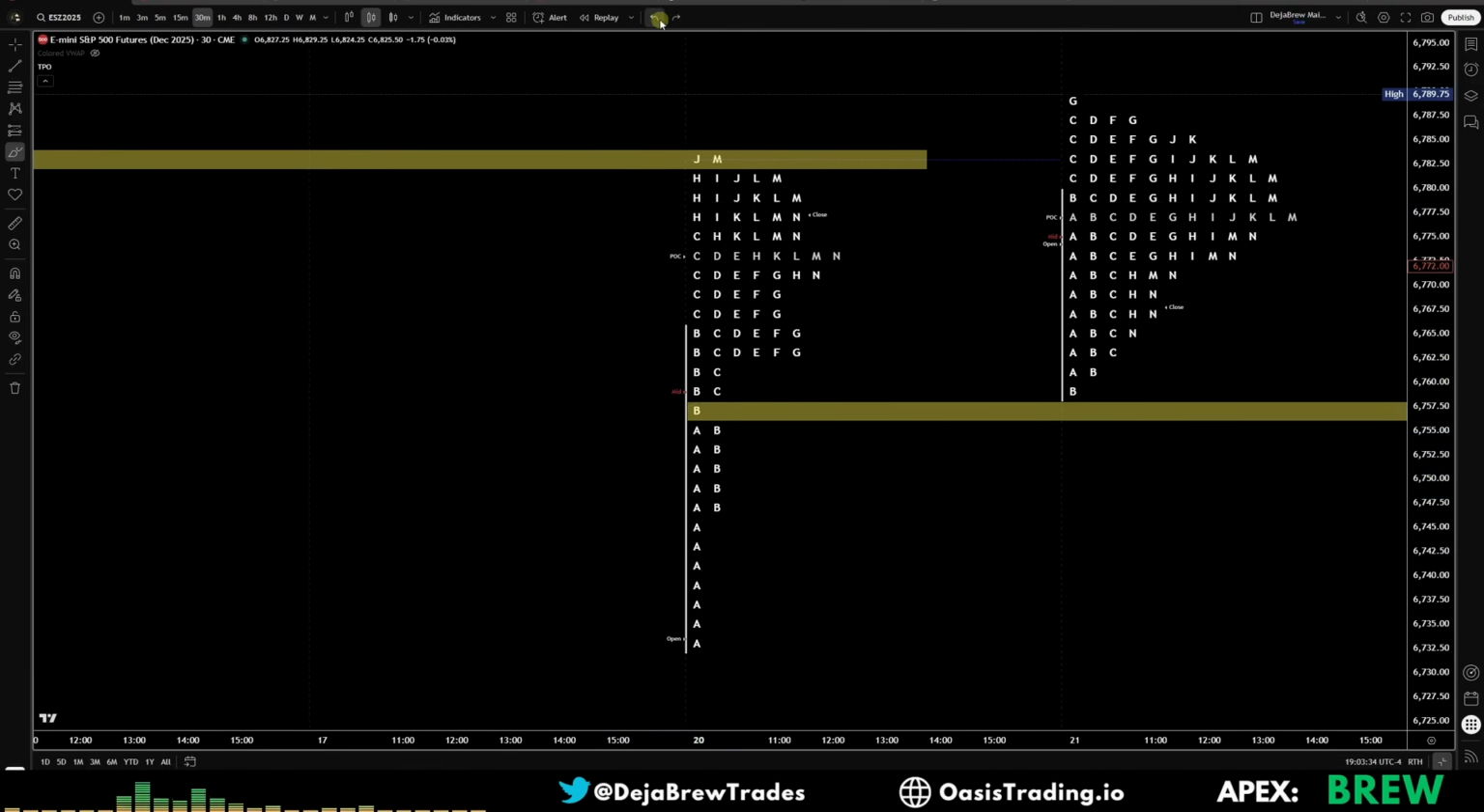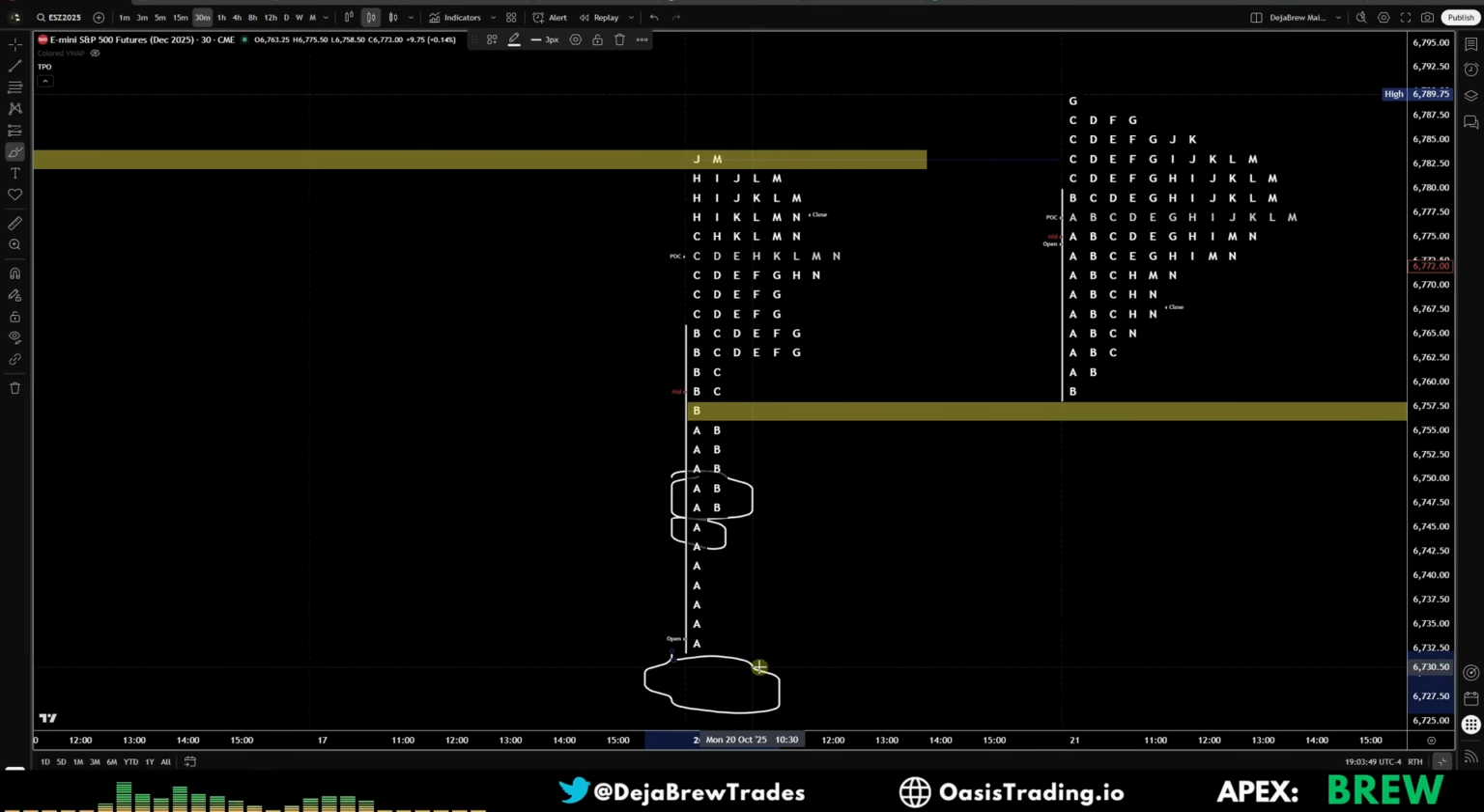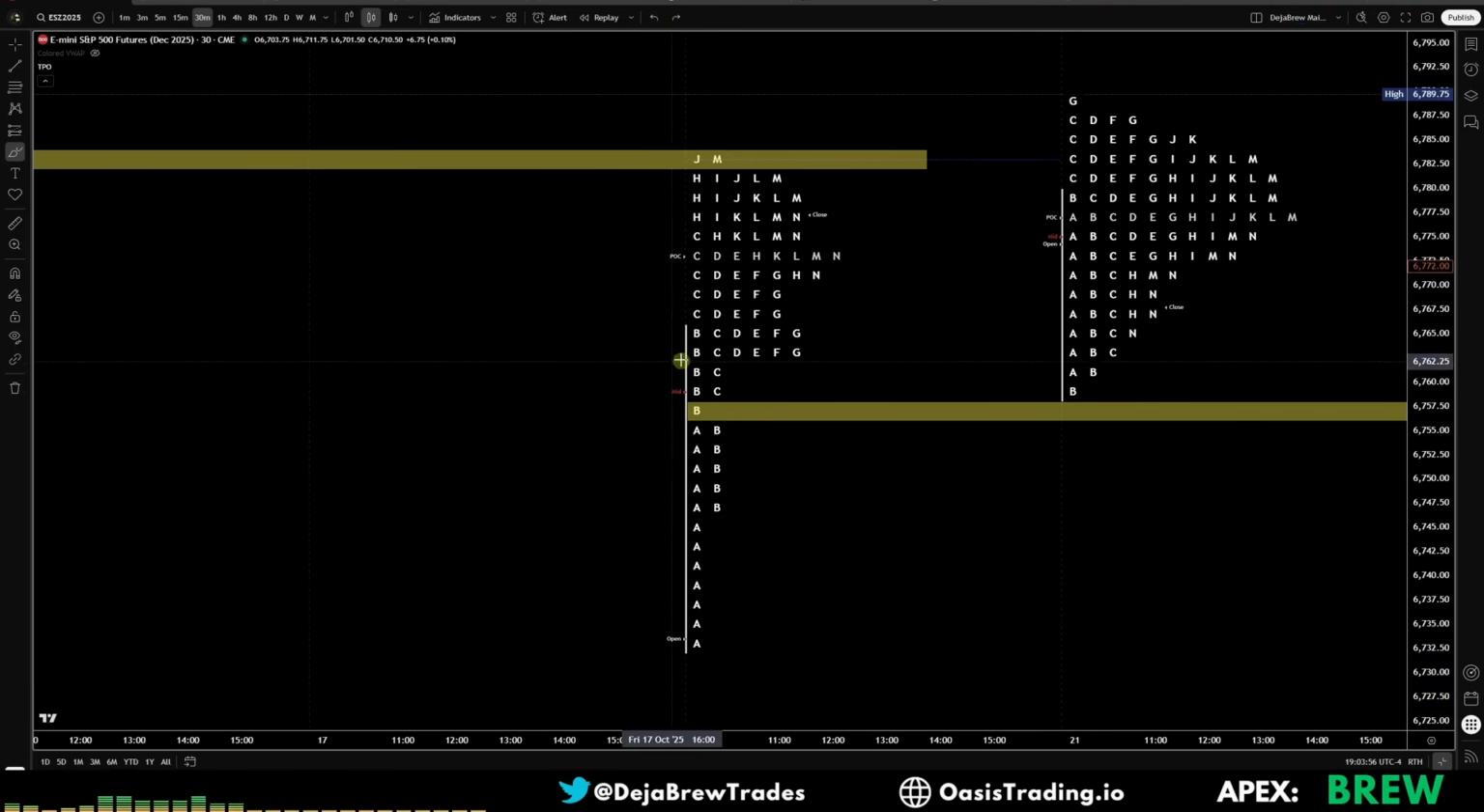Let's take that same thing on the bottom tail here. It has a single letter. It has multiple TPOs matching above it, but it does not have multiple matching TPOs below it. Therefore, it is not a proper single print. A single print must have matching multiple TPOs above it and below it, and it has to be a single letter inside of it. Okay, it's kind of like a sandwich, right?